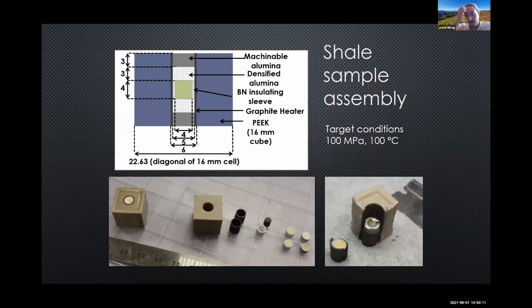And so this is what we did with this to try and understand deformation of shales. We wanted something like 100 MPa and 100 C to be appropriate conditions for deep shales. And what we ended up doing was using a large sample assembly. So this is a 16 millimeter cube, and it's made out of this material PEEK, a thermoplastic. And then this is showing our shale sample in there.